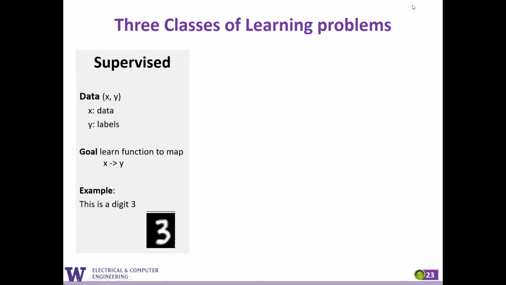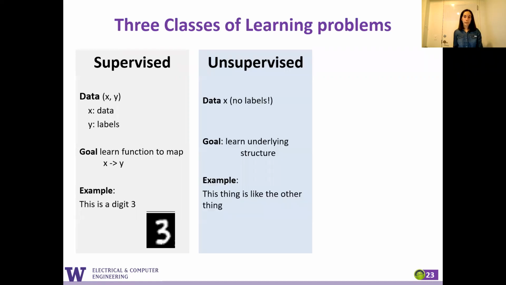Another introductory slide. There are three main classes of learning problem. Supervised is what we are going to do. You have the data, you have the labels. An example: the data is the picture, and the label is this, it's a 3. And unsupervised is when there are no labels, and then you can learn underlying structure. The example is, the output would be, this thing is like the other thing.